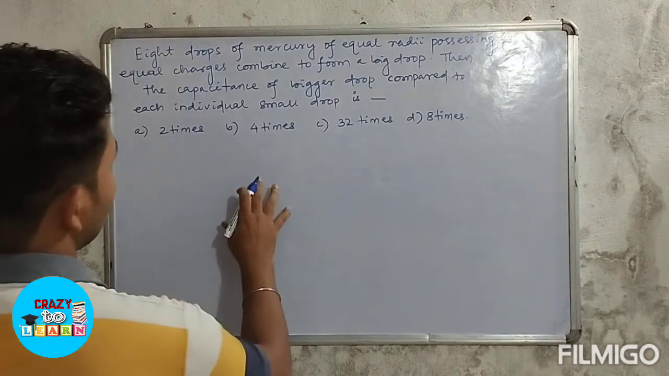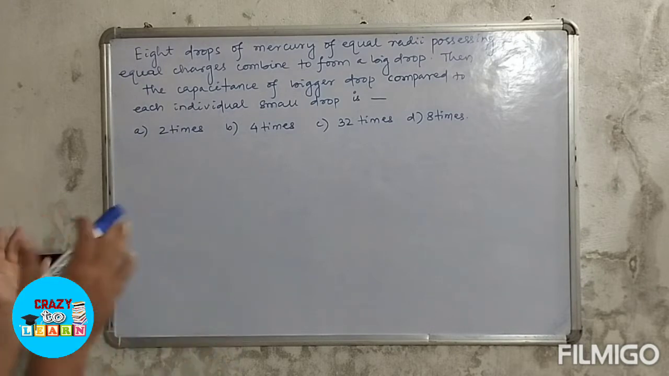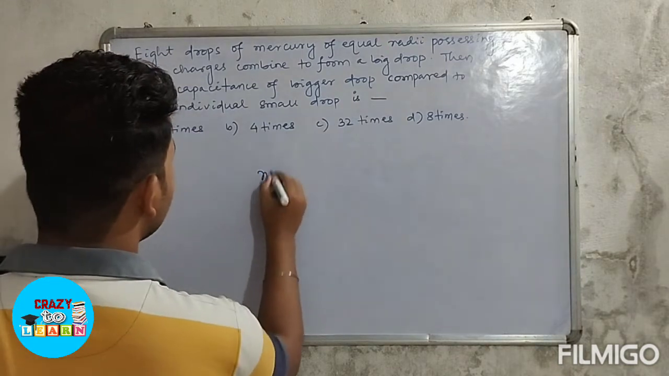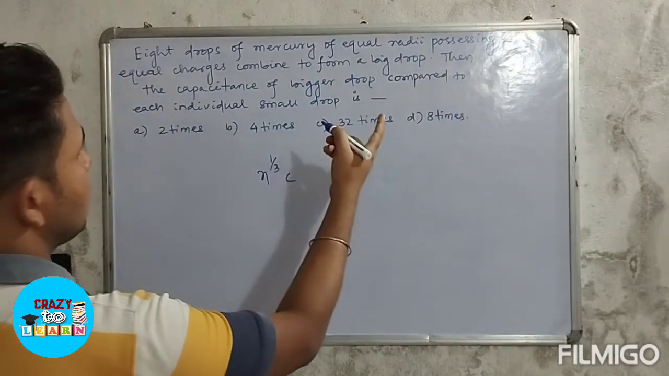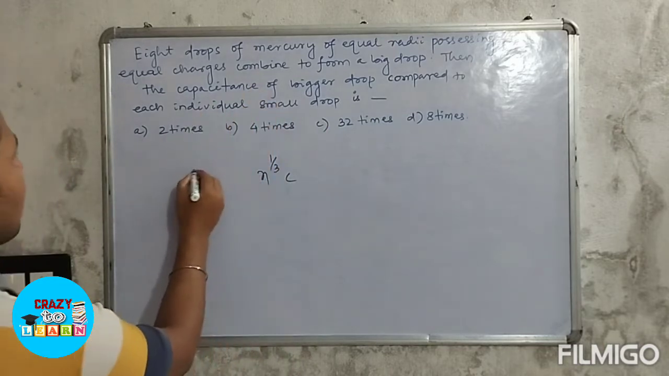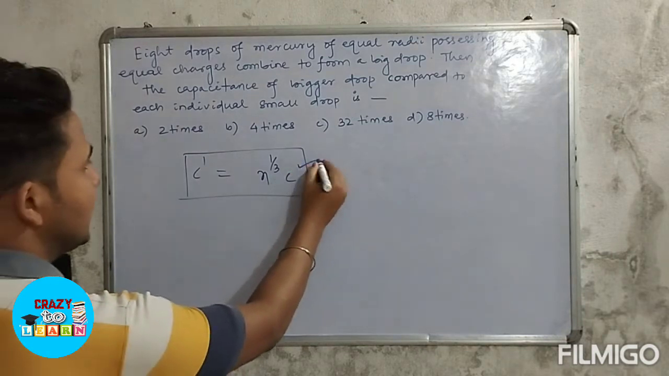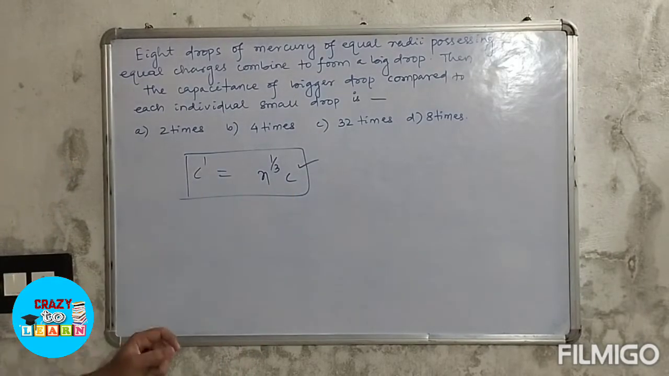The formula is, when n number of small drops combine to form a big drop, then the capacitance of the bigger drop compared to each small drop is n power 1 by 3 C. The capacitance of the bigger drop, if we take C dash, is equal to n power 1 by 3 of C. That means if C is the capacitance of the smaller drop, then the new capacitance is n power 1 by 3 of C.